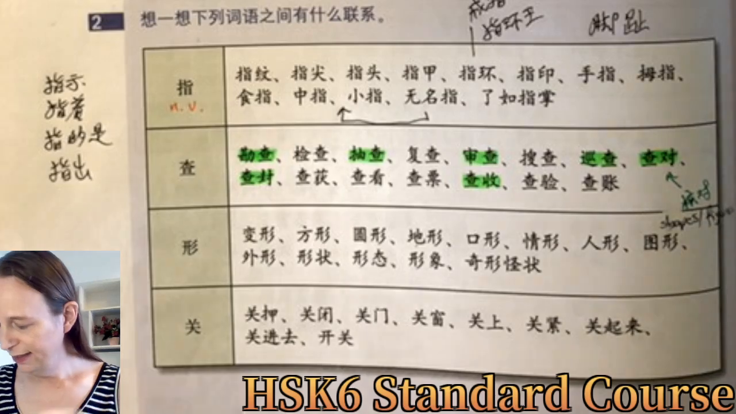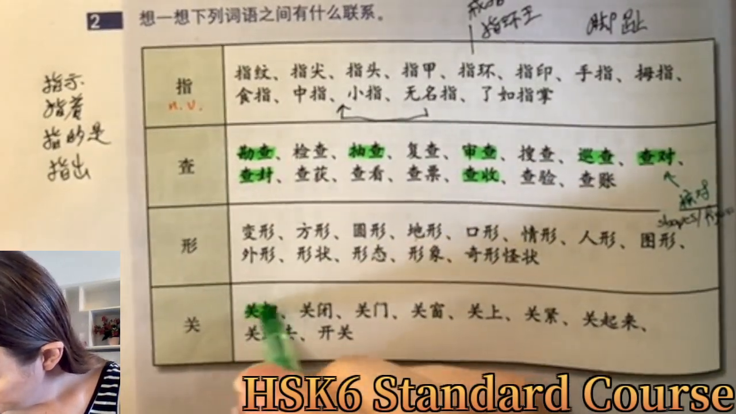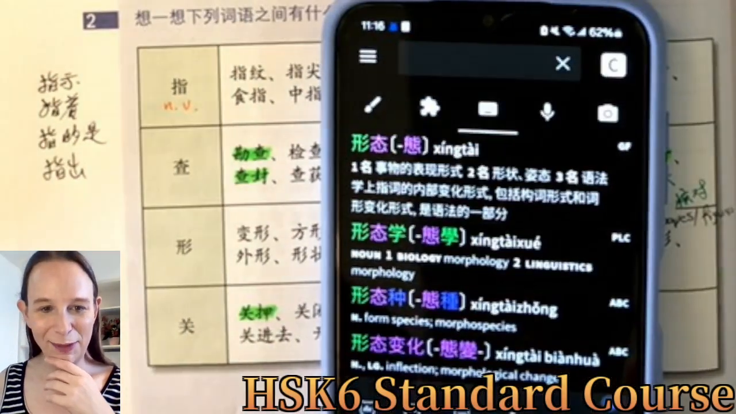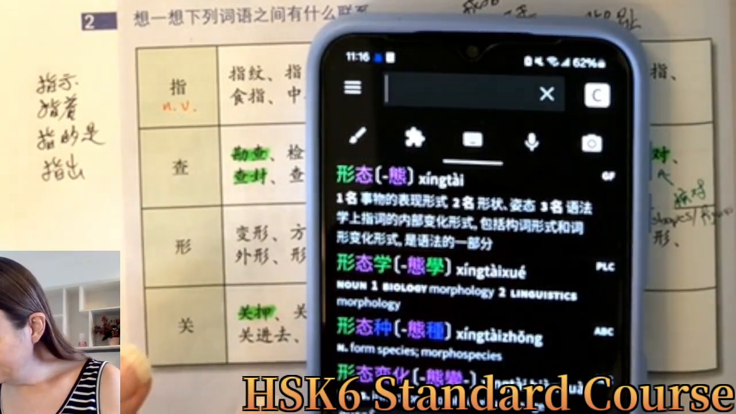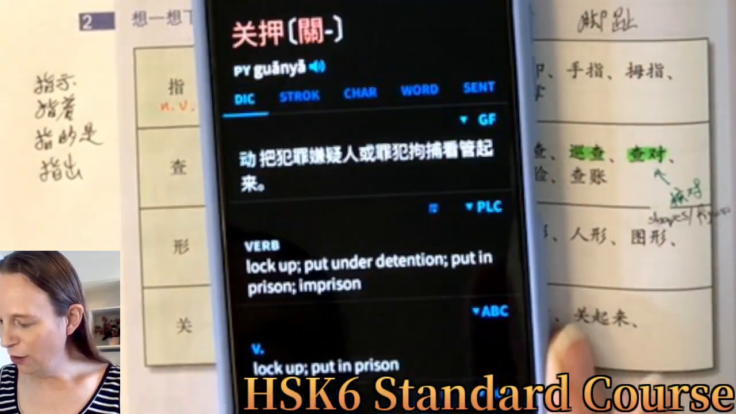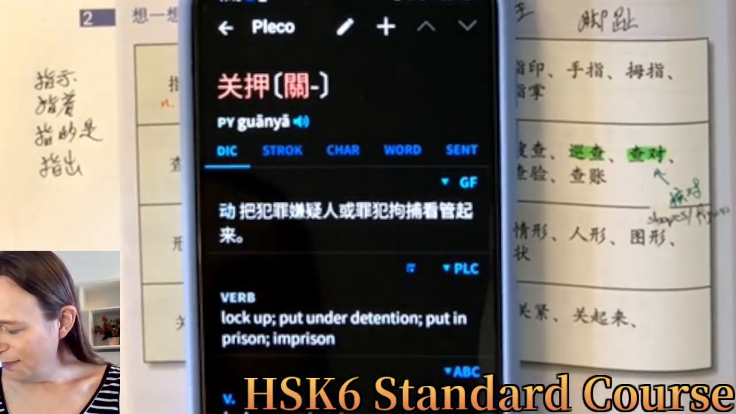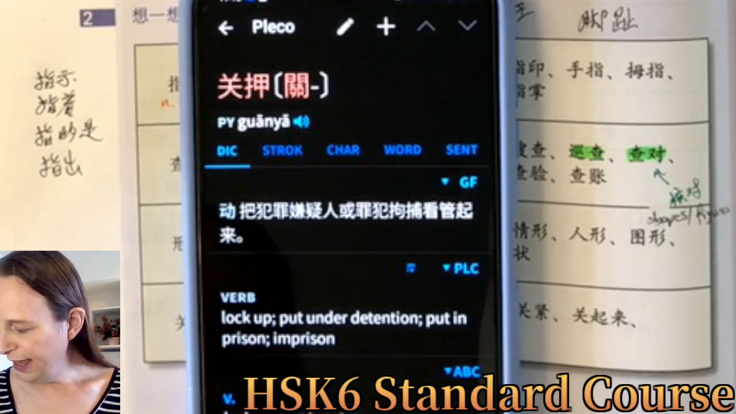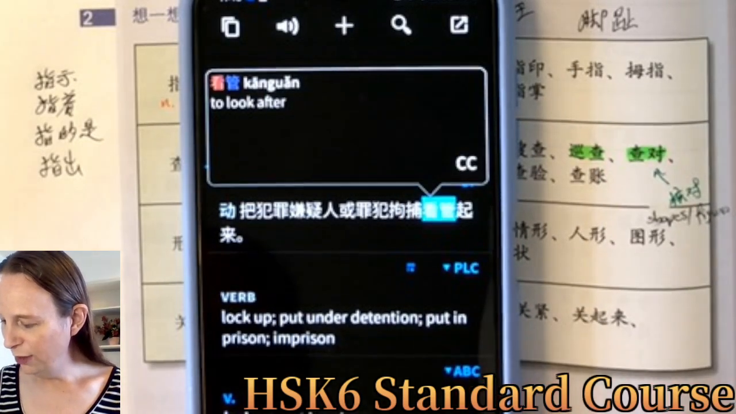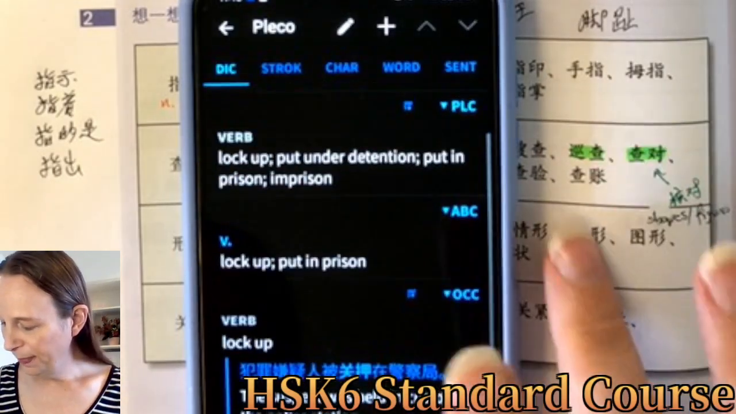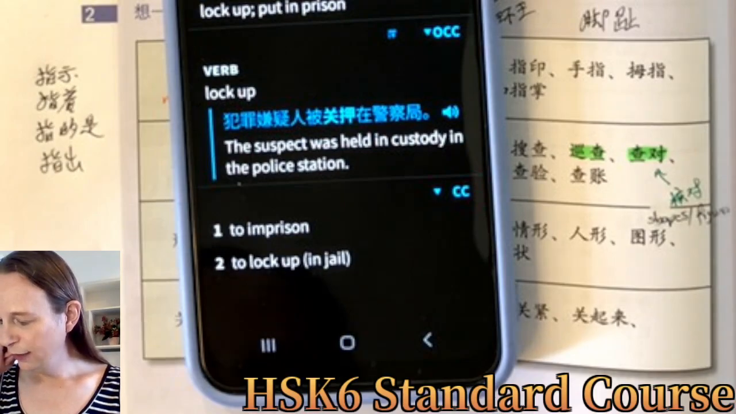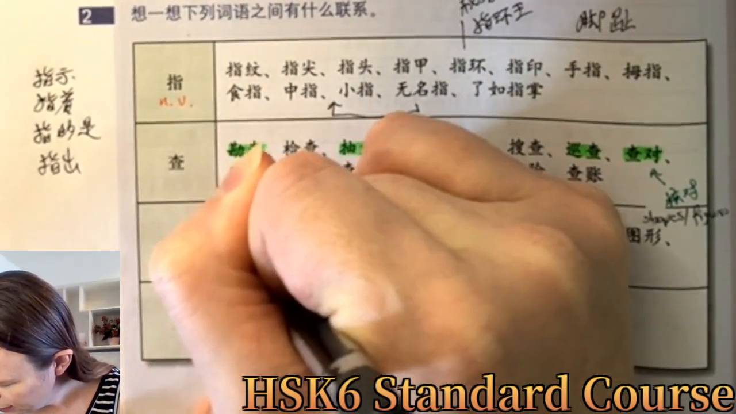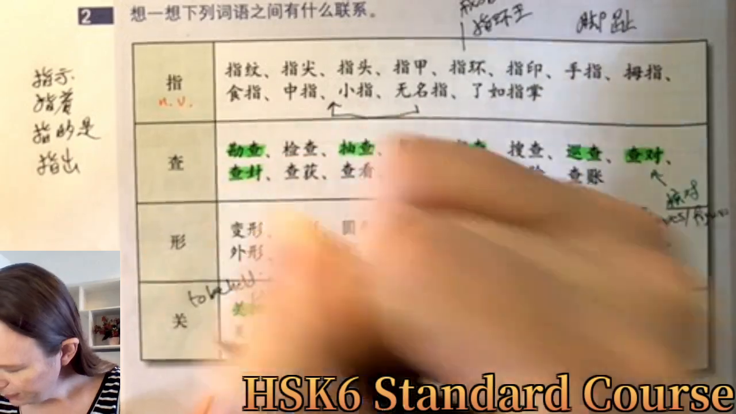Well, I don't know what this one is. Guan ya. No, I got nothing. Ya is often used for like deposit. Ya jin. I don't know. Guan ya. Lock up, put in prison. Okay. 关押把犯罪嫌疑人或犯罪拘捕看管起来，看管起来。Look after. 哦，看管起来。All right. Held in custody. 关押. Maybe I should put in to be held in custody.